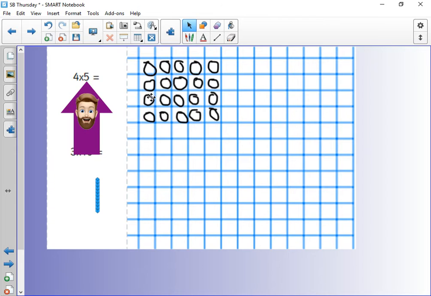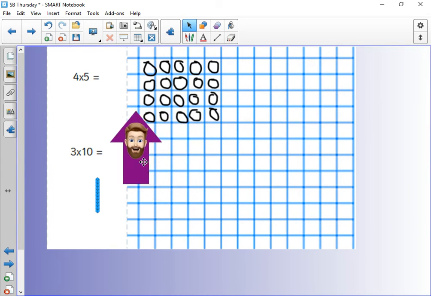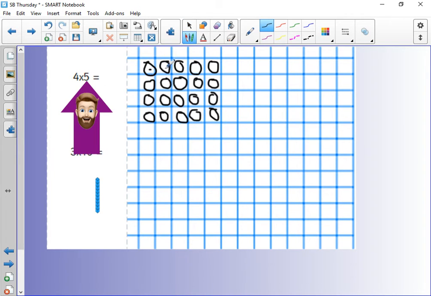Is my array correct? Let's have a look. Have I got 4 groups? That's what the first number tells me. Yeah, I've got one group there. Then I've got my second row, my third row, and my fourth row. So the first number always tells me how many rows or columns I need, and the second number tells me how many in each group. So that's 5. 1, 2, 3, 4, 5.